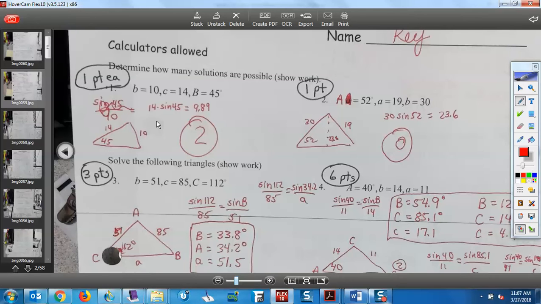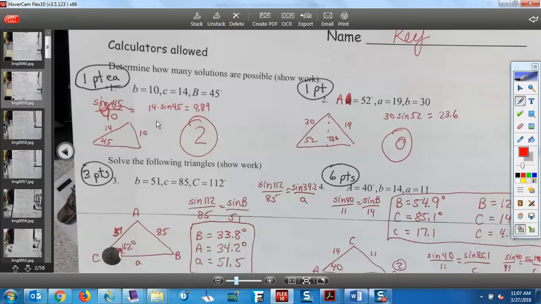We talked about that a little bit yesterday. That was b sine A. You take 14 times sine of 45, and it's 9.89. What that means is, yes, it is long enough to hit over here, and then it would swing over and hit over here as well, because straight up and down is 9.89. So it'd be over here, and then it would swing over and make a second triangle there.